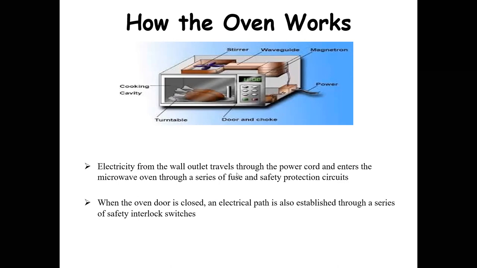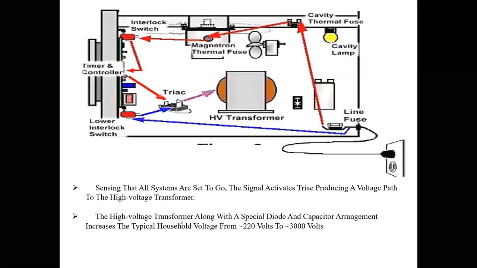Electricity from the wall outlet travels through the power cord and enters the microwave oven through a series of fuse and safety protection circuits. When the oven door is closed, an electrical path is also established through a series of safety interlock switches.